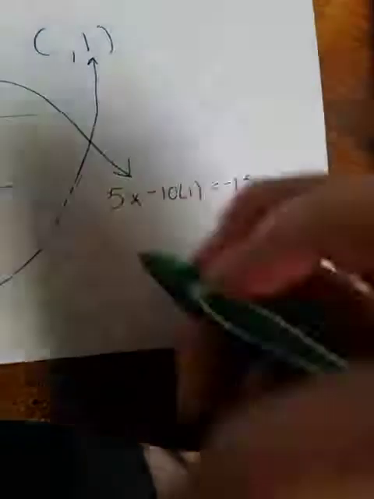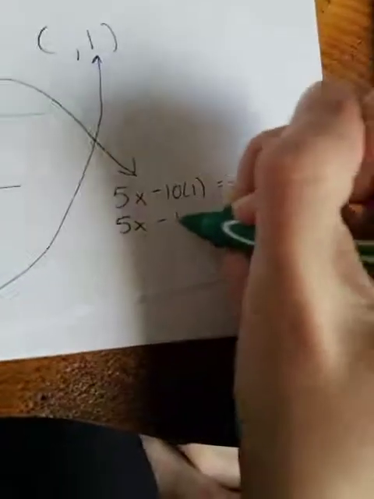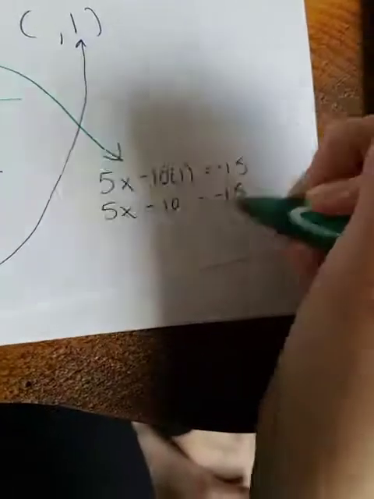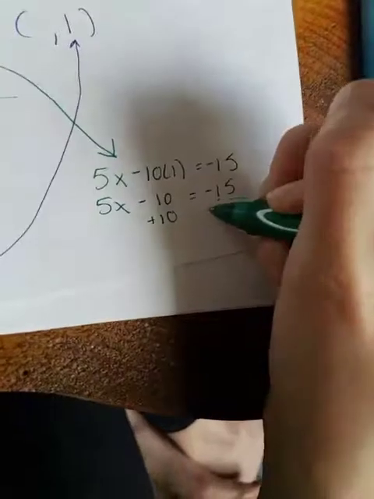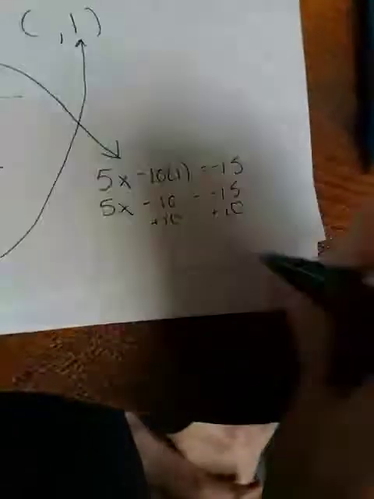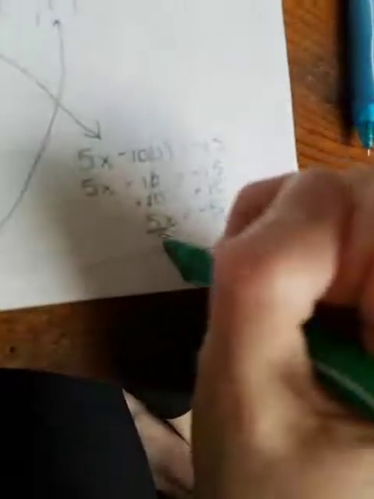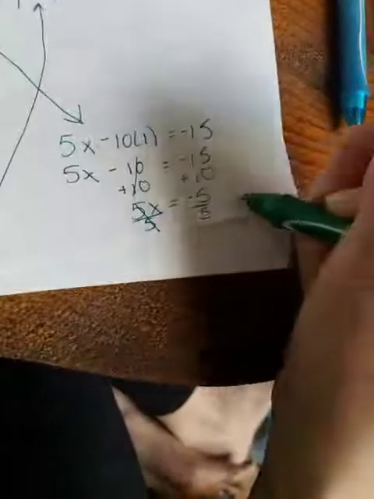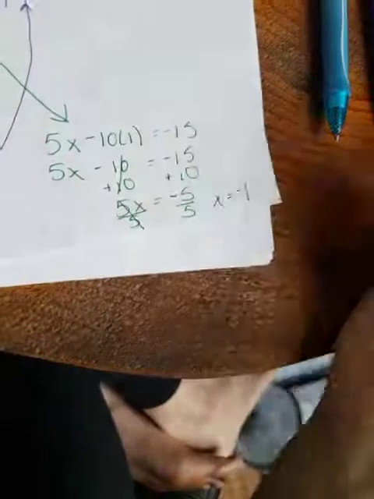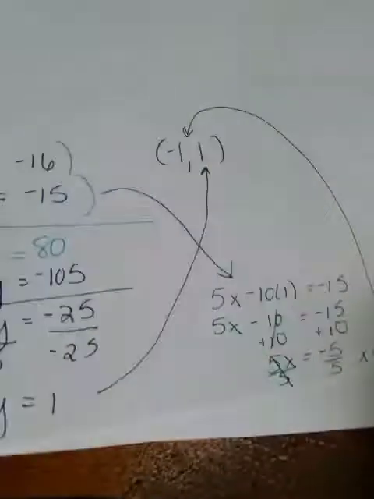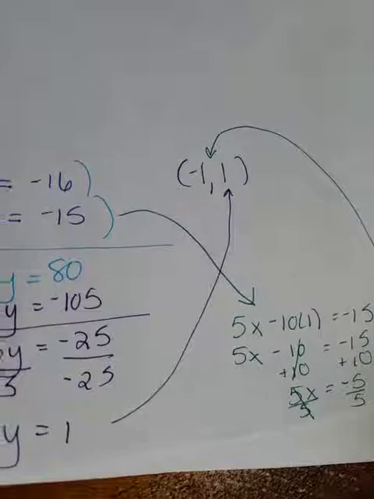So there I have it. -10 times 1 is -10. I'm going to add 10 to both sides. I get 5x equals -5. I'm going to divide both sides by 5. I ran out of room, but I get x equals -1. And so that is the x value of my answer.